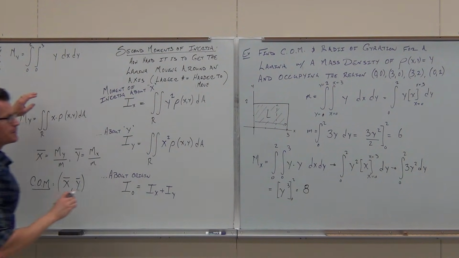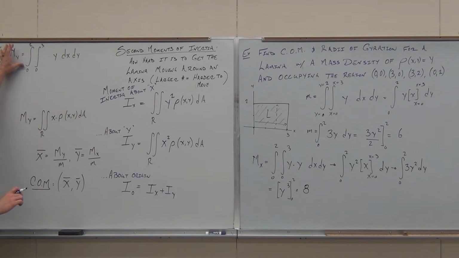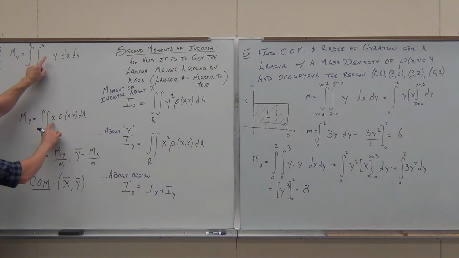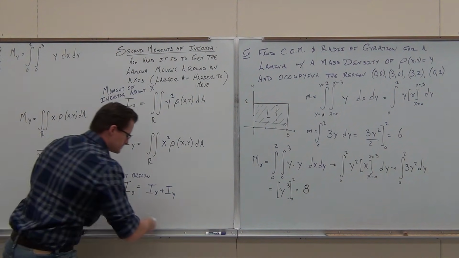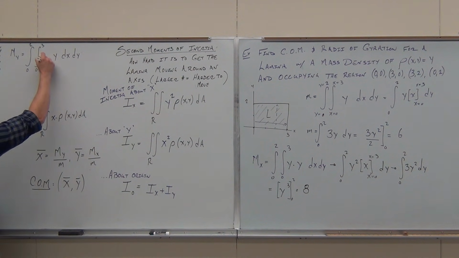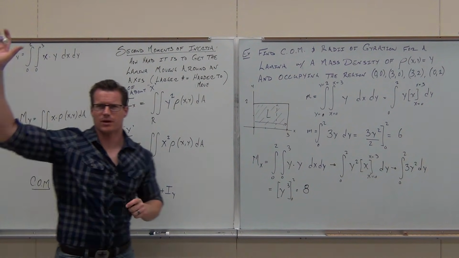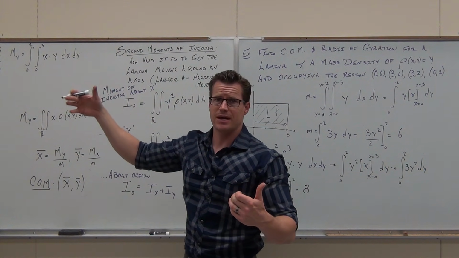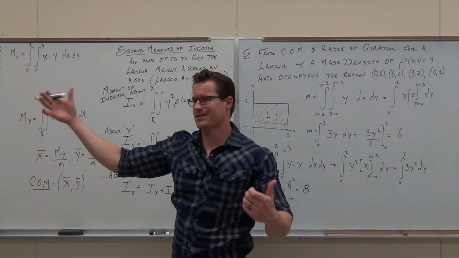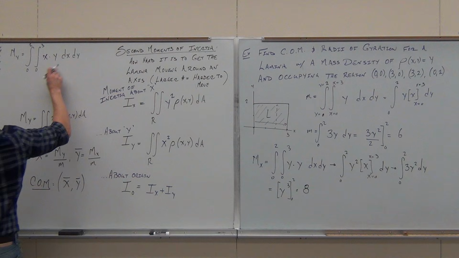If I'm going to do the first moment of mass about the y-axis, I need an x right next to my mass density function. I got to have another x. How many people set that up correctly? You got that? That makes our integration a little bit tougher because now we actually have a variable that we got to integrate with respect to x. Not horrible, but we do have to take that into account.